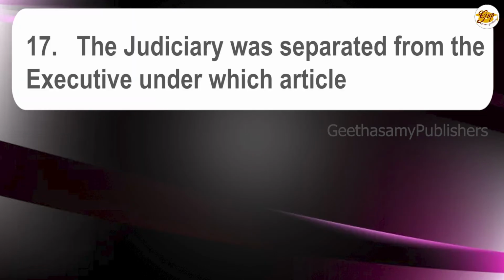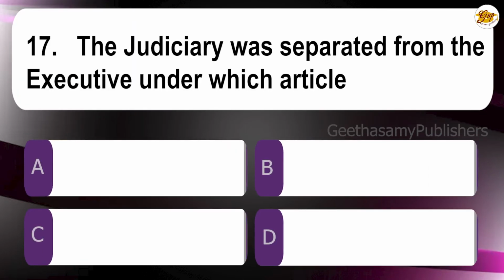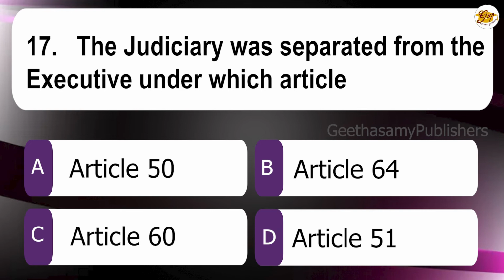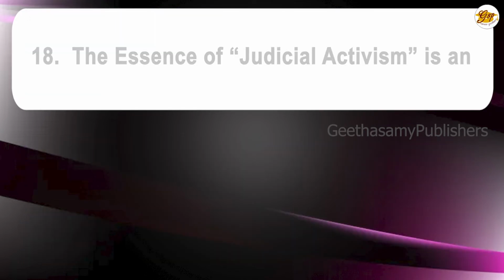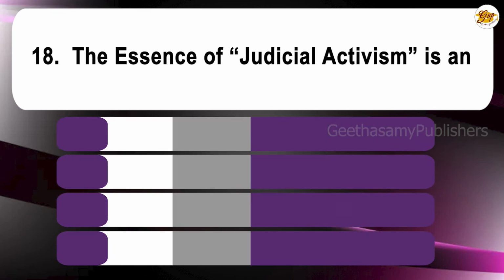17th question. The judiciary was separated from executive under which article? A. Article 50, B. Article 64, C. Article 60, D. Article 51. The correct answer is A. Article 50.